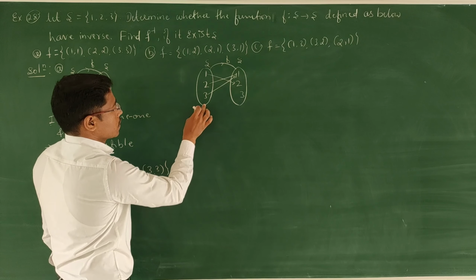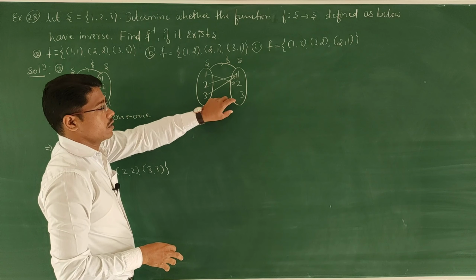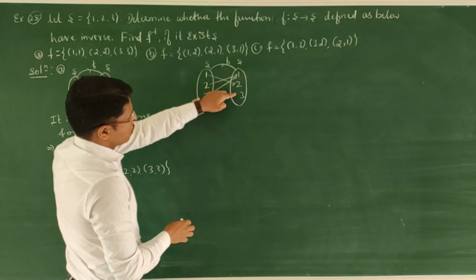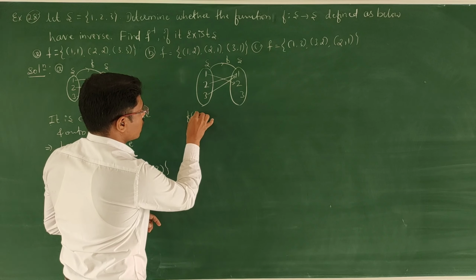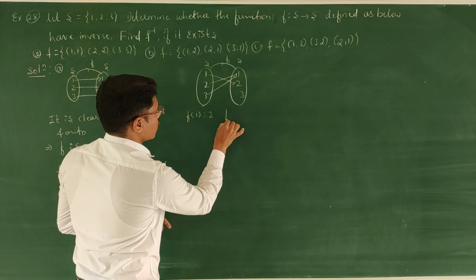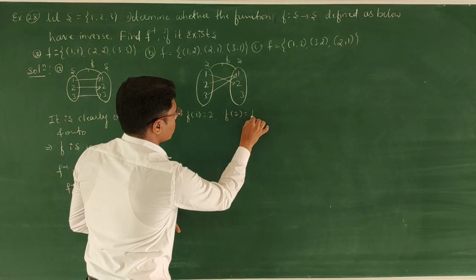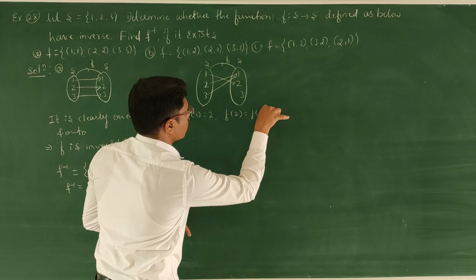Clearly we are seeing here f of 1 equals 2, f of 2 equals f of 3 equals 1.